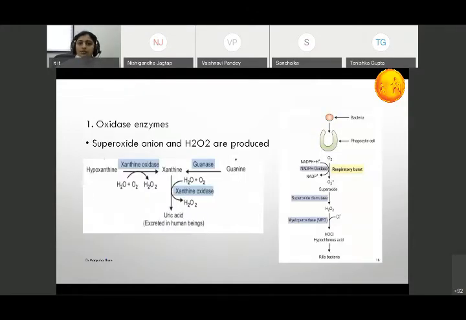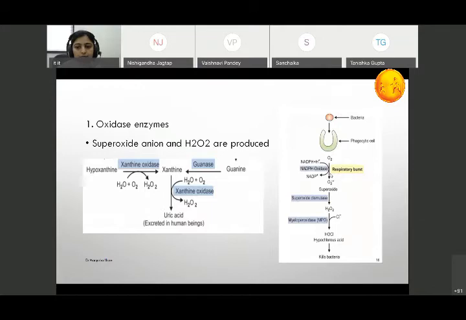First comes the oxidase enzyme. Here I've quoted two examples: one is NADPH oxidase and another is xanthine oxidase. Superoxide anion and hydrogen peroxide are produced with the help of these oxidase enzymes. This NADPH oxidase example we have already seen in respiratory burst.